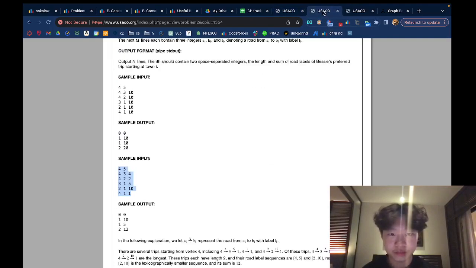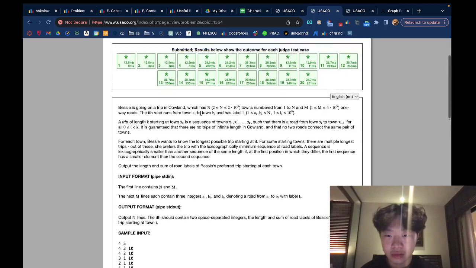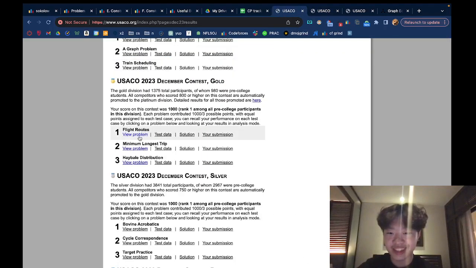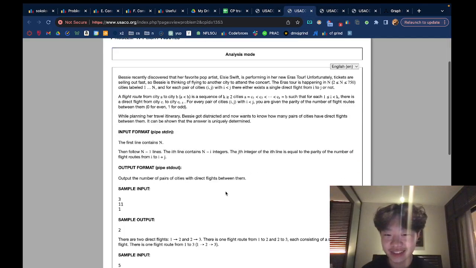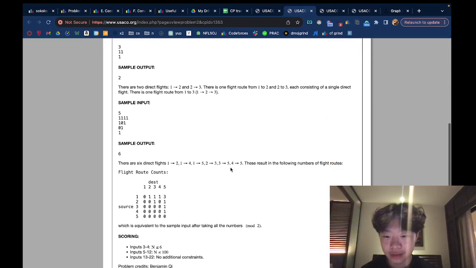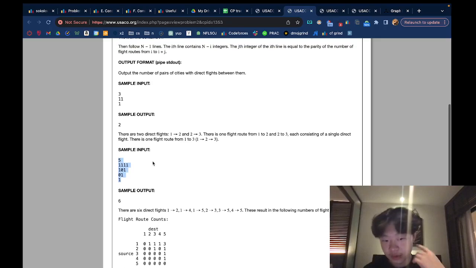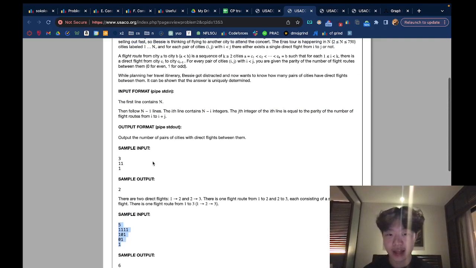Okay, let's start. So this is problem one, minimum longest trip. Okay. So, oh no, that's problem two, boys. Okay, so this is problem one, flight routes. So the input is the parity of the number of flight routes between two cities. A flight route is just a path, right?